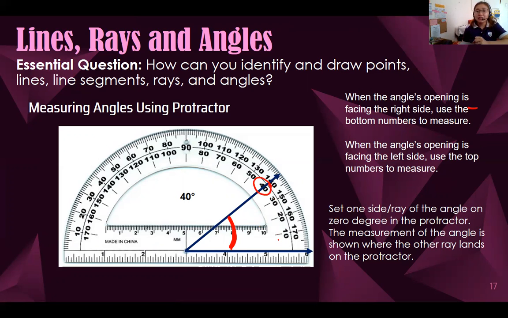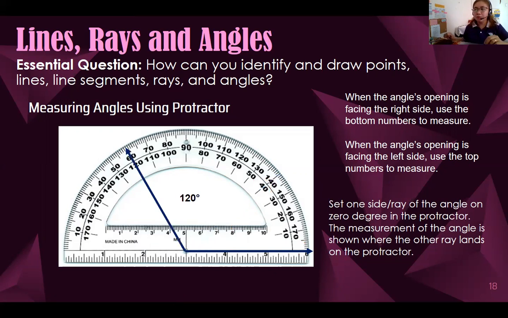In this case, the line is pointing at exactly 40 degrees. Please take note that when you are measuring an angle, one of its rays should lie at 0 degrees so that you will get an accurate measurement. Again, whether it is facing left or right, make sure that when using a protractor, one of the rays of your angle lies at 0 degrees so that you can get an accurate measurement.